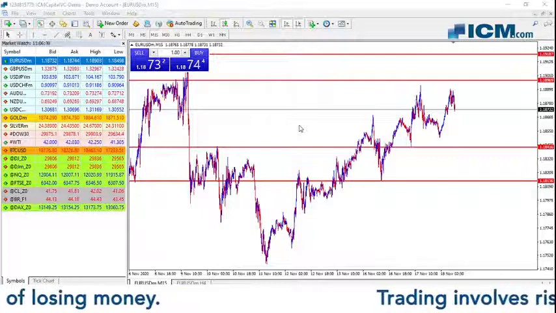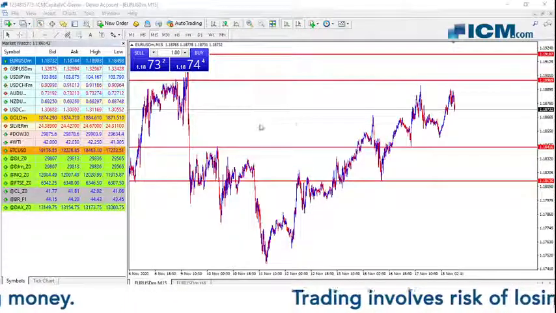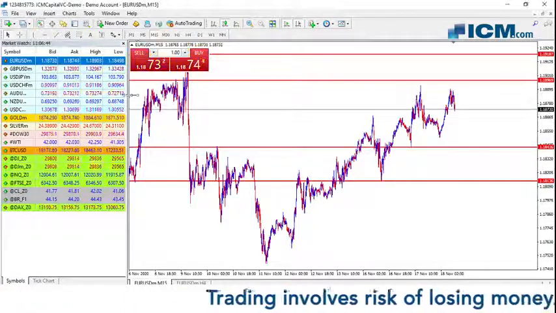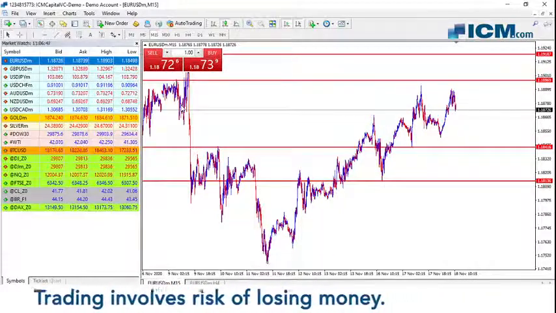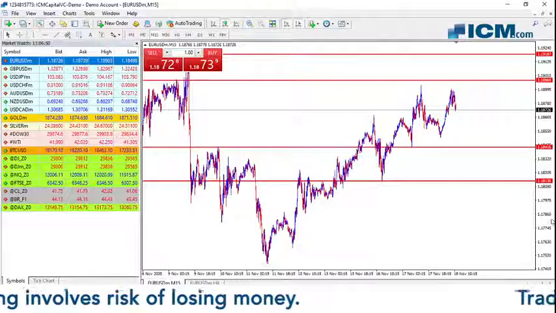So we're witnessing a bit of market movements earlier today, especially on British pound pairs, but in general it's a bit quiet in the market. So let's start first with the euro dollar.